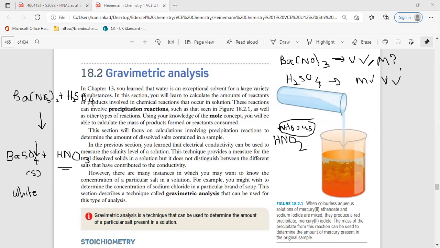This is actually not for analytical chemistry, but for inorganic chemistry. We can use it like this. Take lithium, beryllium, boron, carbon, nitrogen, oxygen, fluorine, neon, then sodium, magnesium, aluminium, silicon, phosphorus, sulfur. Nitrogen is here, sulfur is here.